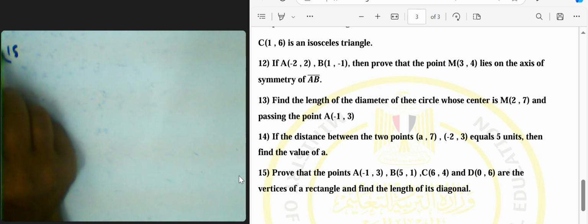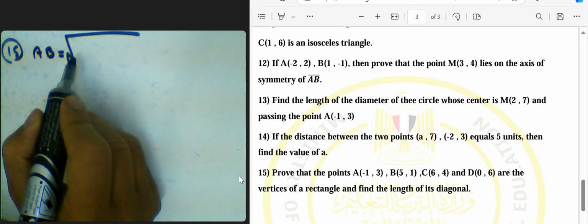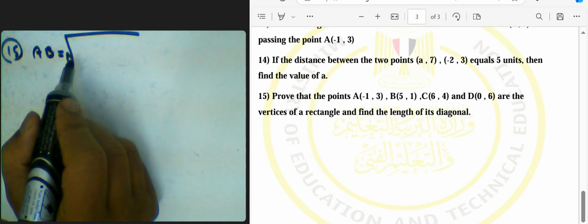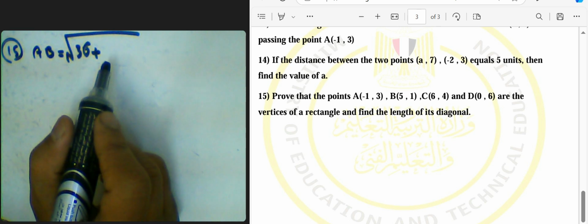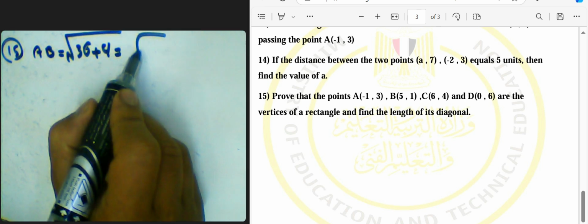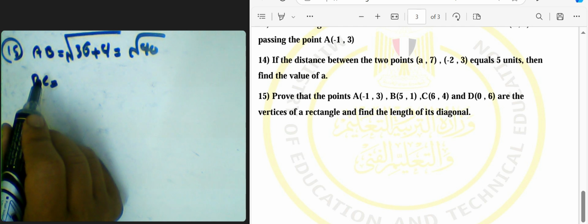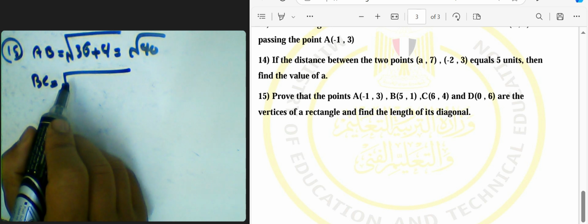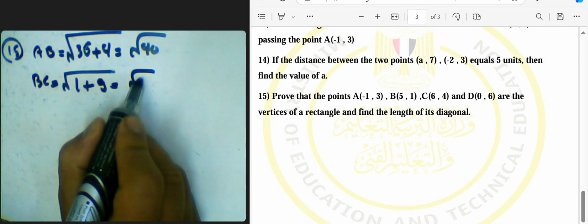Okay, how do we solve it? We can solve it by finding the lengths. AB equals square root of, look with me here, I will write AB, subtract between 5 and negative 1. 5 minus minus 1, it will be 6. 6 power 2, it will be 36. And we have 1 minus 3, it will be negative 2. Negative 2 power 2, it will be 4. The result will be equal square root of 40. And what about BC? Here 4 and 6. And write 6 minus 5, it will be 1. 1 power 2 equals 1. And 4 minus 1, 3. 3 power 2, it will be 9. So the result will be square root of 10.